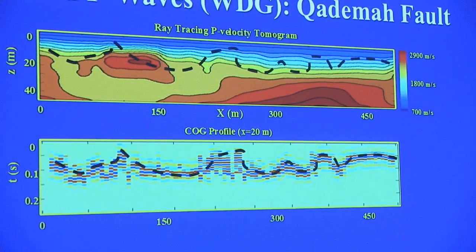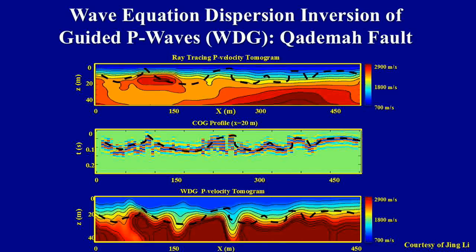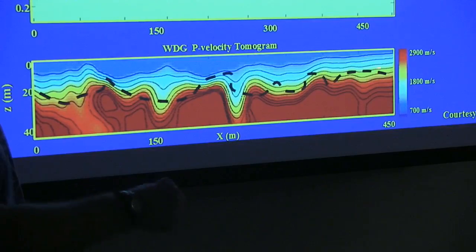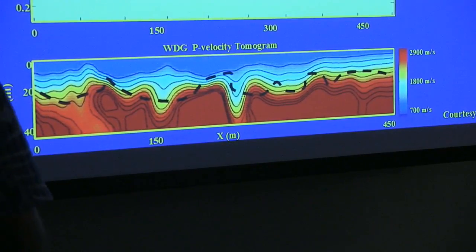And then we went ahead and, this is Jing Li, did the wave equation dispersion inversion of guided waves. And he got this result. You can see that these variations conform somewhat well to the actual tomogram variations laterally. I would suggest that this tomogram is more likely to be the right result compared to this tomogram, because it agrees with the ground truth.